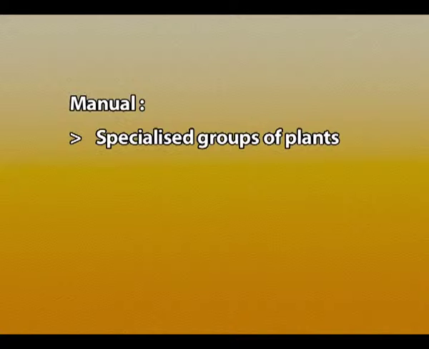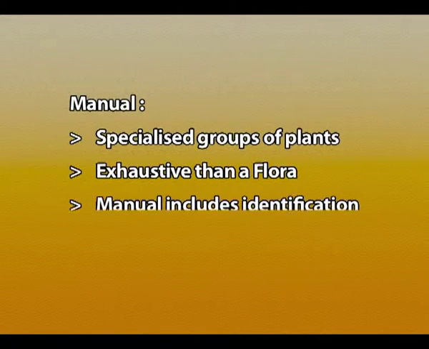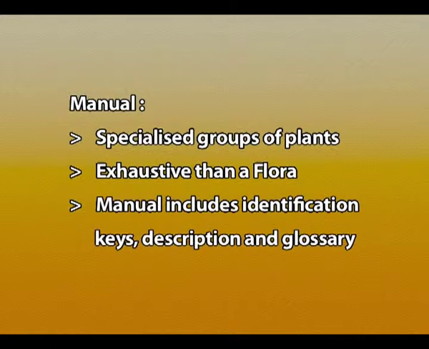In addition to flora, we have the manuals. What is a manual? It covers specialized groups of plants and is more exhaustive than a flora. A manual includes identification keys, description, and glossary. The classical examples of manuals are a manual of cultivated plants by Bailey that was published in the year 1949.